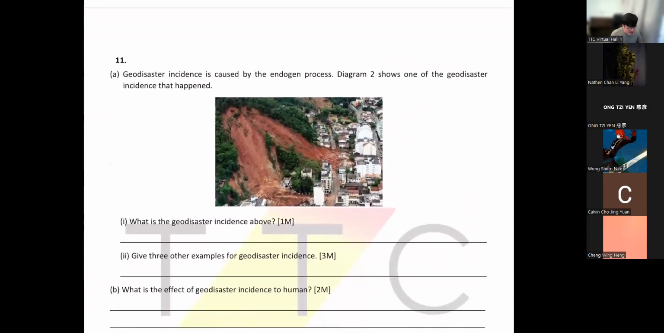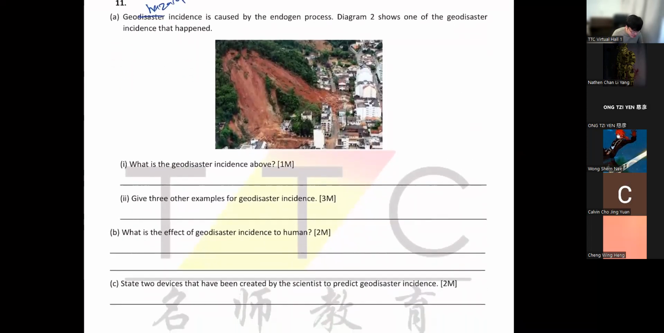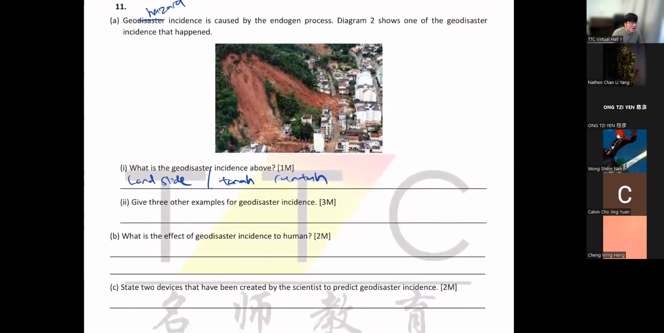Sorry, I'm not. Okay, so this is a geo disaster, geohazard. Geohazards are not geo disasters. Okay, this is a landslide. So what is this? This is called your landslide. Okay, Tanah Runtuh. Laughing at this error. I mean, you can call it geo disaster too.